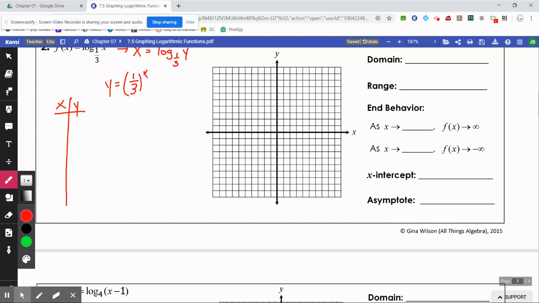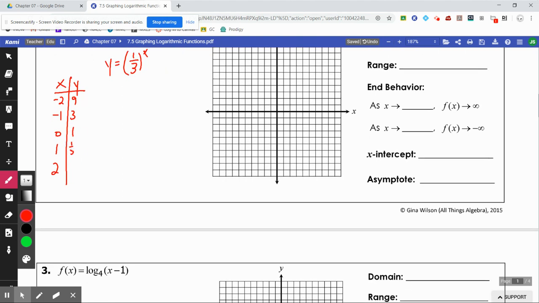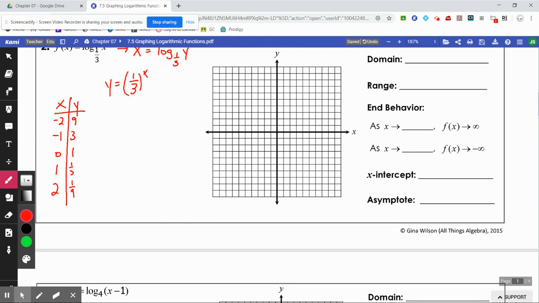So x and y, we can plug in the same -2, -1, 0, 1, and 2. Any fraction raised to a negative exponent flips the fraction, so that would be 3 to the positive 2, 3 to the positive 1, 1/3 to the 0 is 1, 1/3 to the first is 1/3, and 1/3 to the second is 1/9.